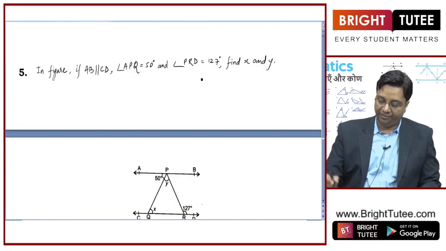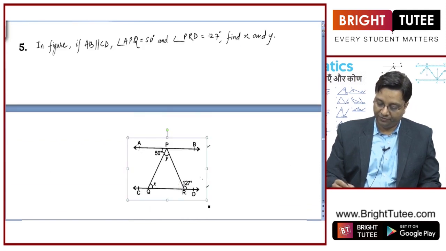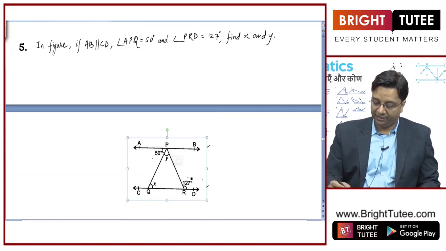In this figure, AB is parallel to CD. Angle APQ is 50, so this angle is 50 degrees. PRD is 127. Find X and Y. So we need to find these two angles.